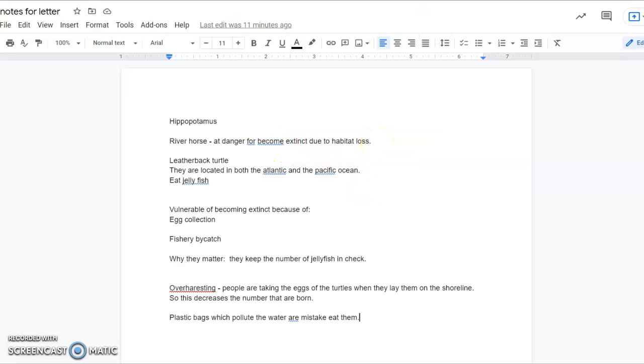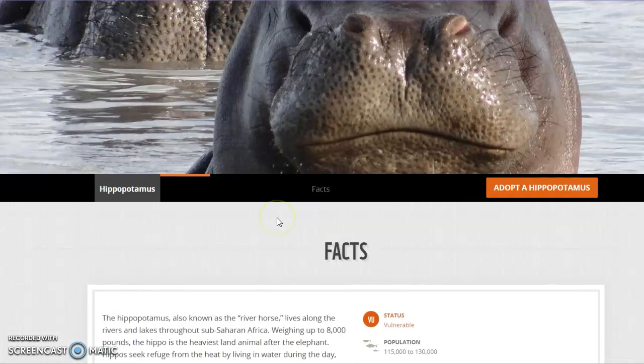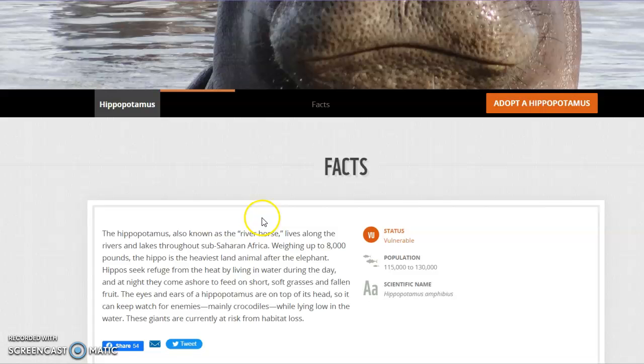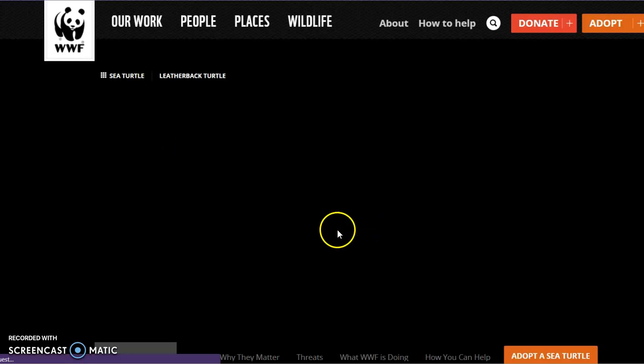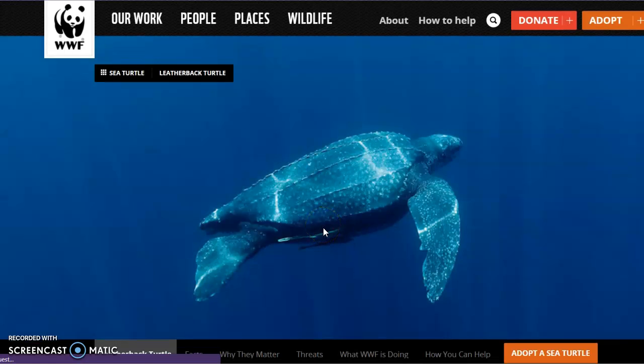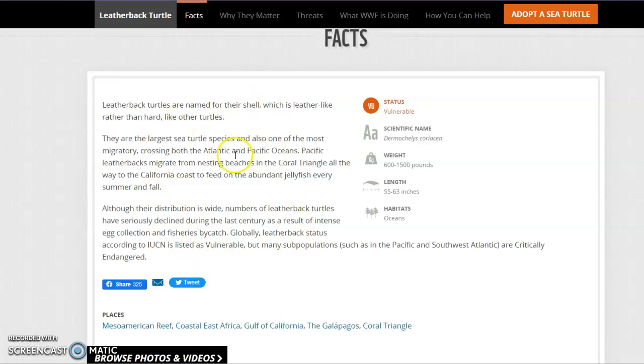I didn't get a whole lot of information on the hippopotamus. So what I did is I hit my back button, and I went to the next one, which was Leatherback Turtle, to see how they are all set up. If I look at Leatherback Turtle, I can see that there are a lot more tabs right here than there were for the hippopotamus.